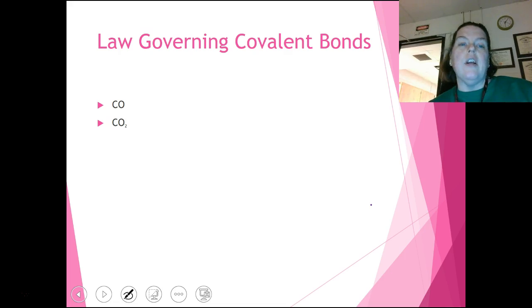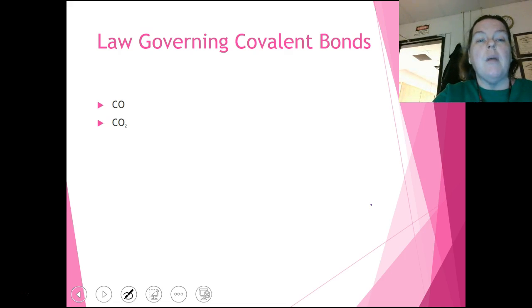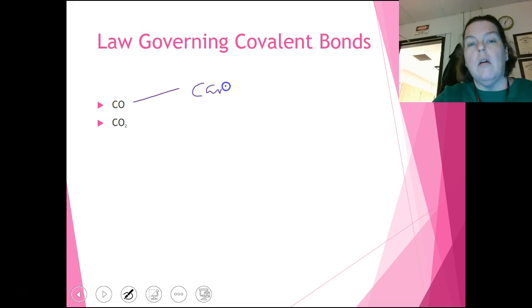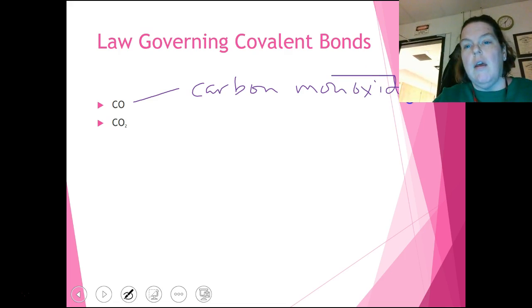So, laws governing covalent bonding. Let's talk about that. We talked about the law governing ionic bonding, and we said it was the law of definite proportions. Is that the same thing for covalent bonding? Let me talk about that. We have 2 different compounds for carbon and oxygen. This is called carbon monoxide, and this one is called carbon dioxide.